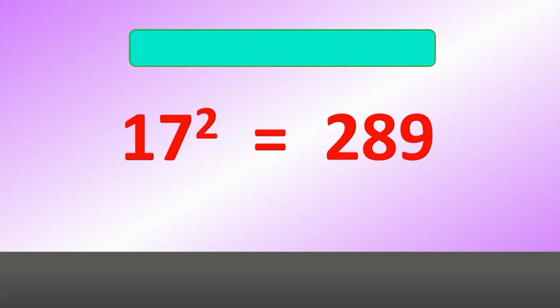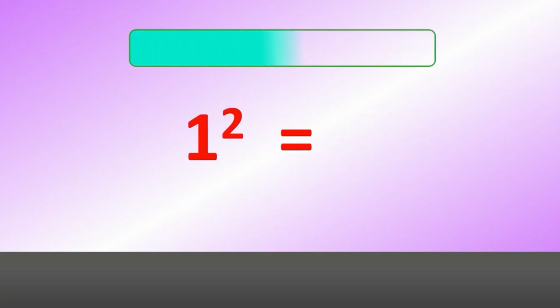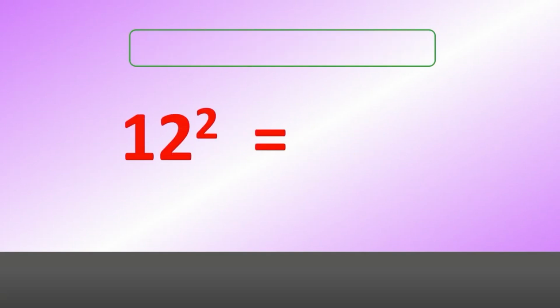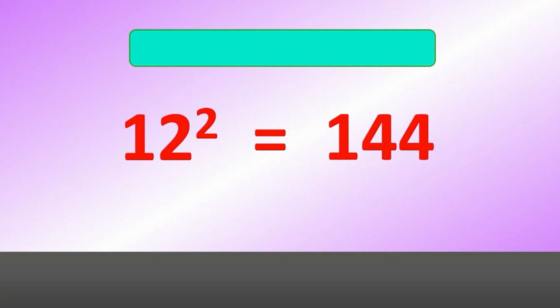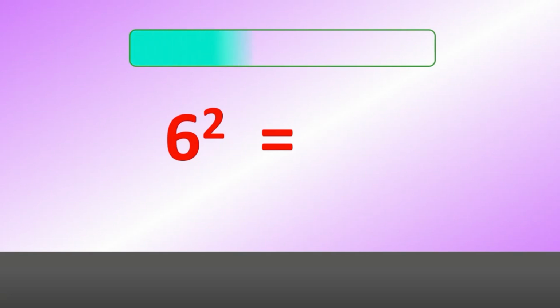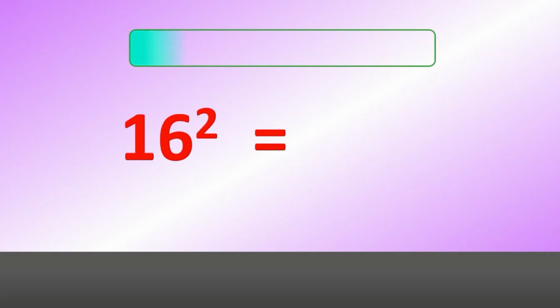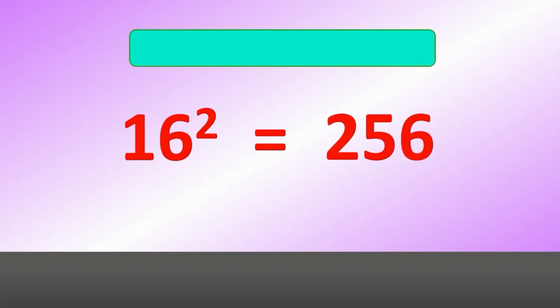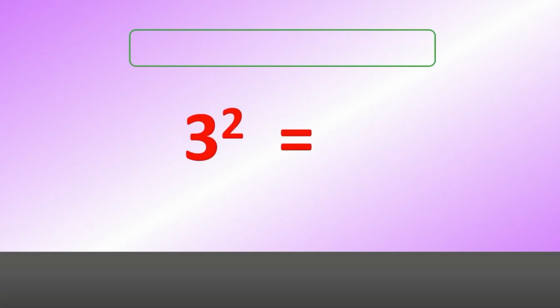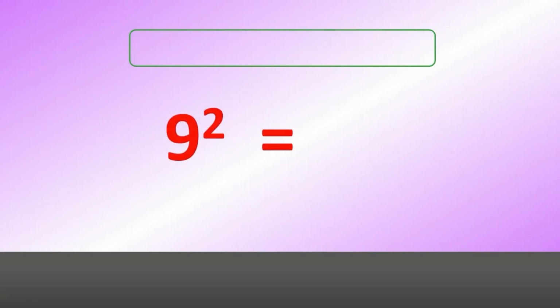17 squared is 289. 1 squared is 1. 12 squared is 144. 6 squared is 36. 4 squared is 16. 16 squared is 256. 3 squared is 9. And 9 squared is 81.